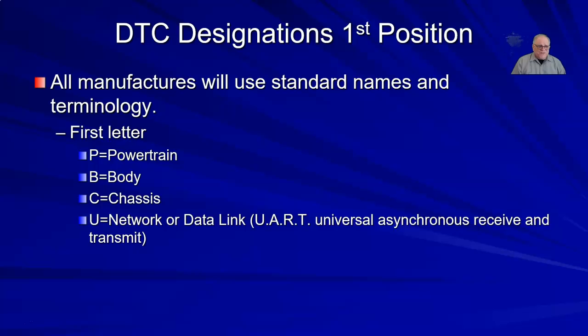We went to a 5-digit code. Our first is going to be a letter, so P is powertrain, B for body. That's going to be your AC, interior lights, things like that. Powertrain is engine, transmission. The C for chassis is going to be suspension, anti-lock brakes, and then the U is for communication between those different computers.